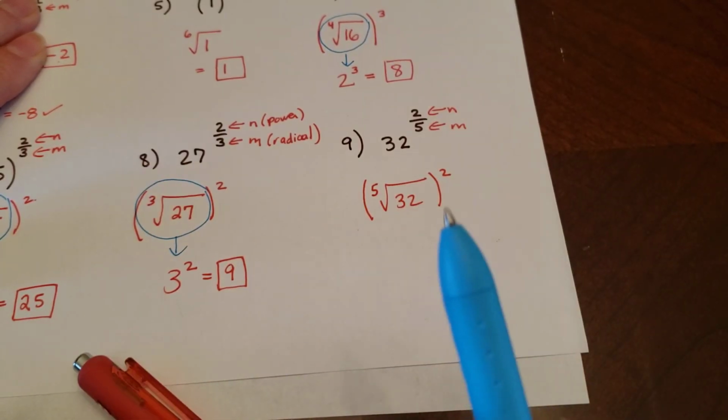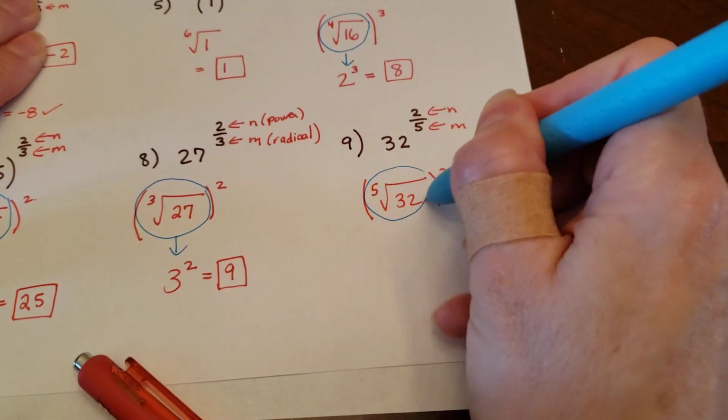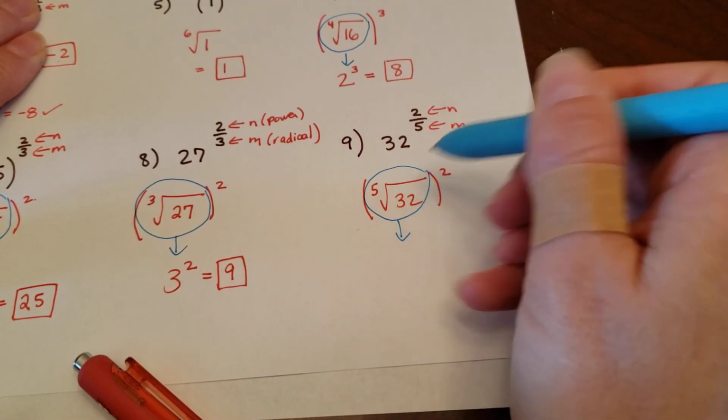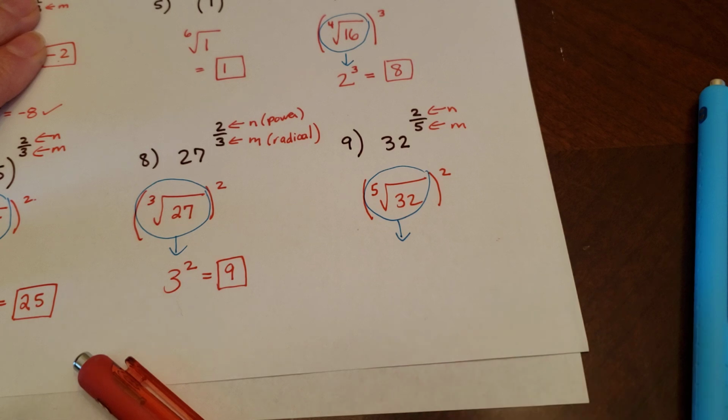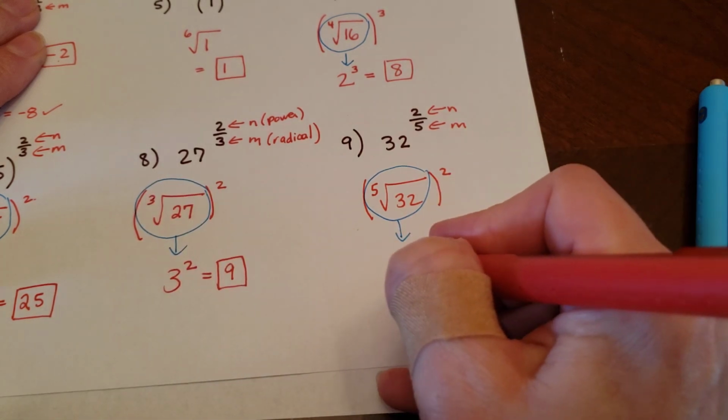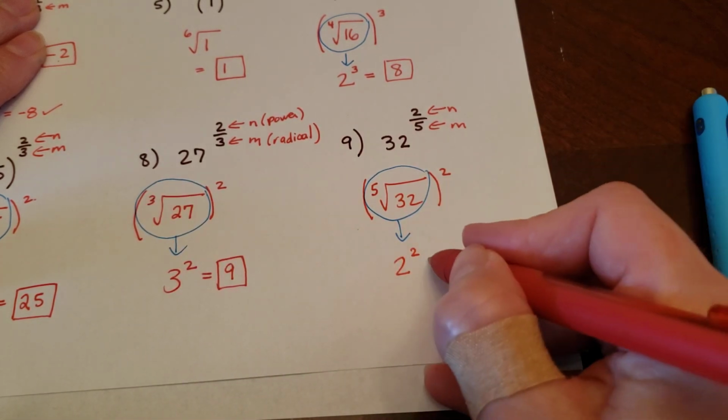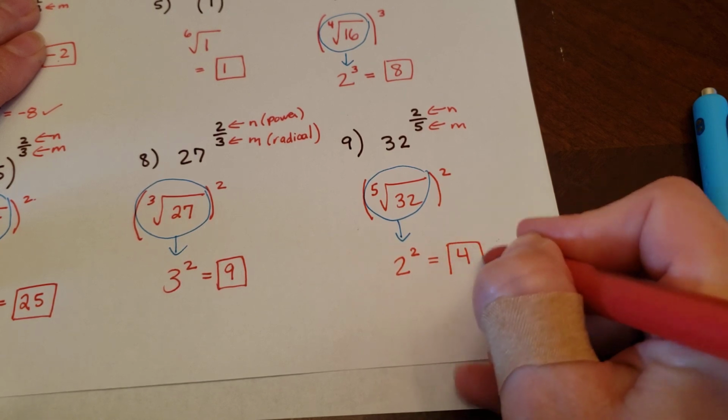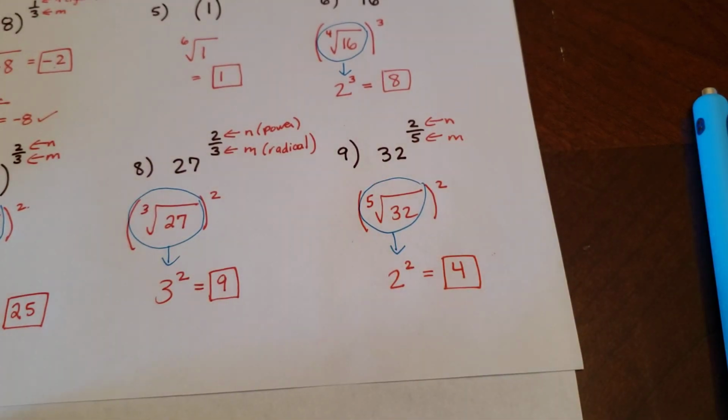Okay, so let me give you a chance to go ahead and do that in your calculator. So you want the 5th root of 32. That should give you a 2. And then we still need to square it. And 2 times 2 will give us a 4. Hope that helps.